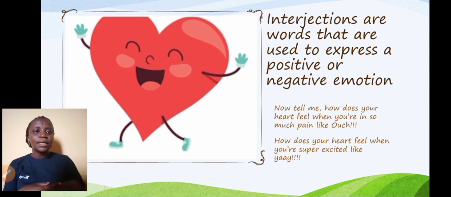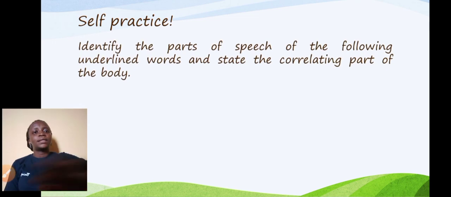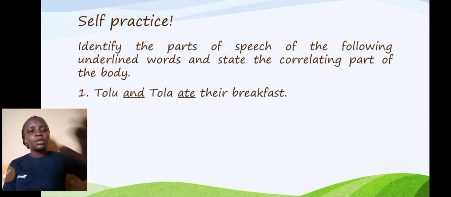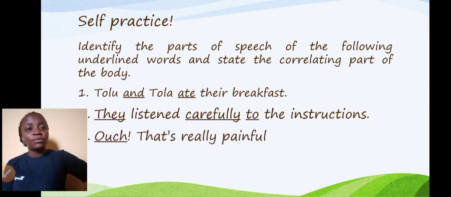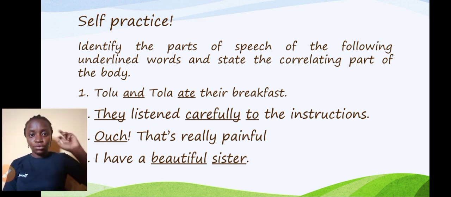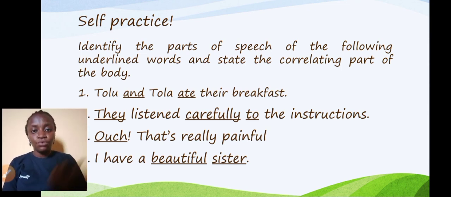All right, so let's do a short activity together. Identify the parts of speech in these sentences and state the correlating part of the body. I'm going to do the first one for you, and you can watch this video over and over again so that you can do the rest of the three and also go ahead and learn more and more and more. So, number one, Tolu and Tola ate their breakfast.